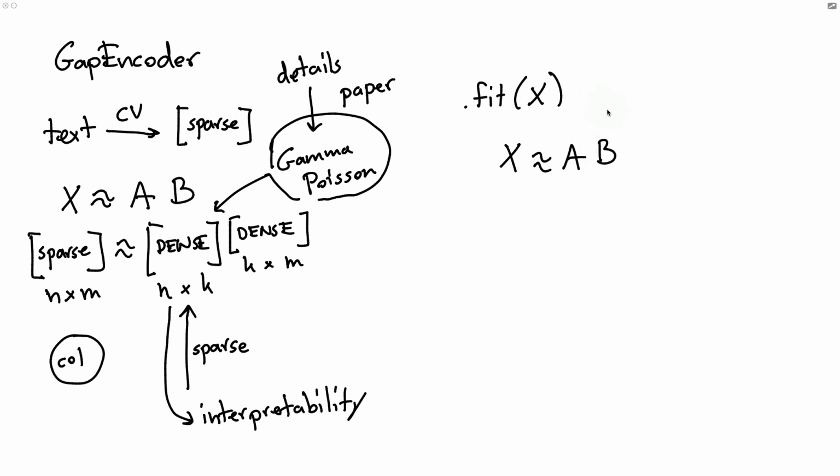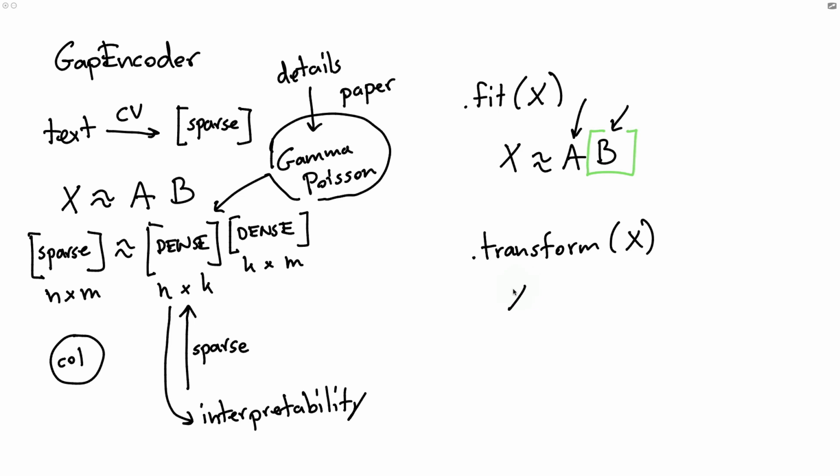X goes in, and we are going to figure out a good matrix A and a good matrix B that would approximate X. Now, the thing that's actually super interesting is that once this is done, we are going to be keeping this matrix B around, and this matrix A during the fit step can be seen as something intermediate that is then forgotten.